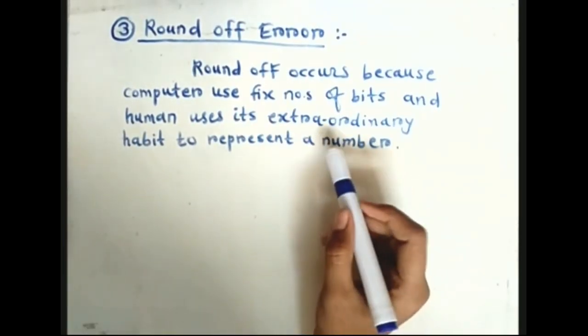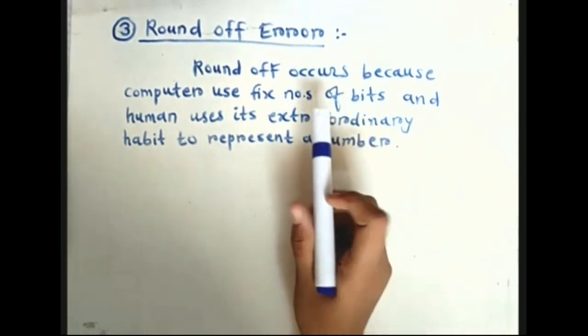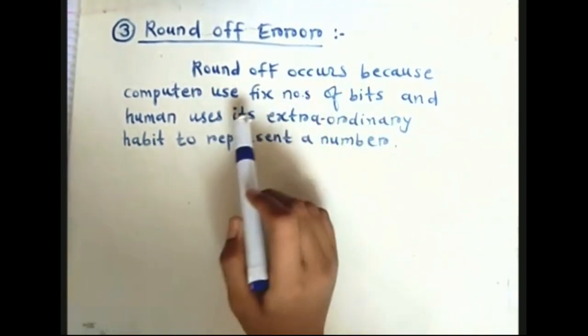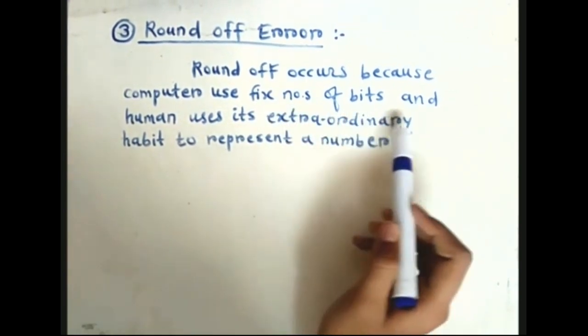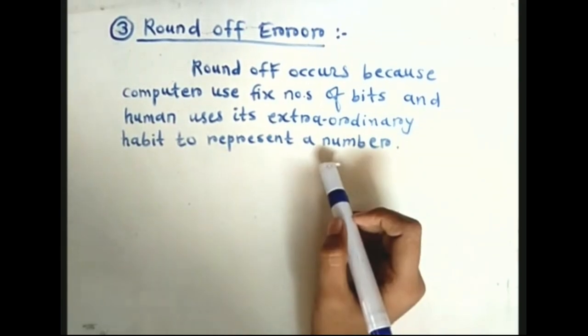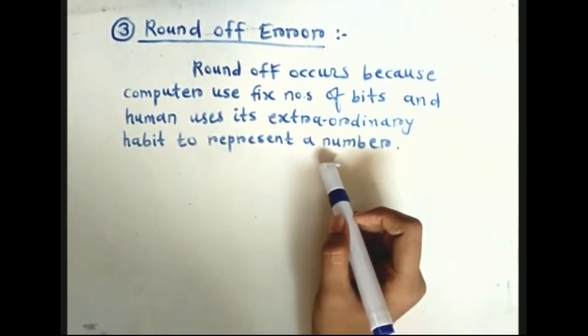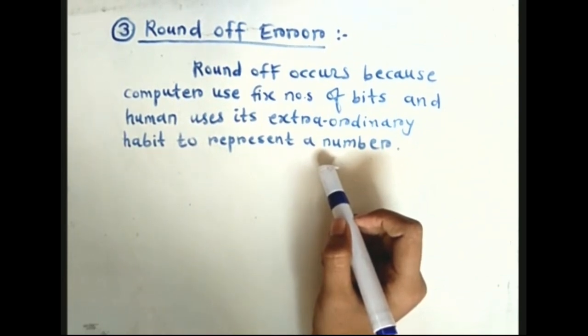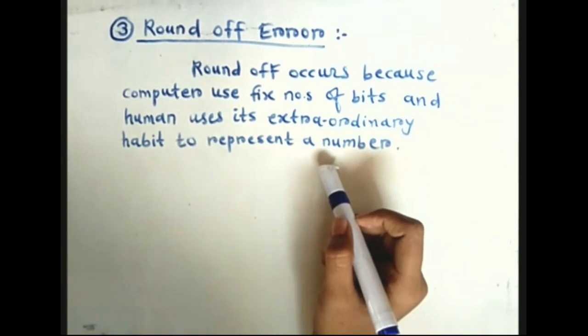Now, we will discuss round-off error. What is round-off? Round-off occurs because a computer uses a fixed number of bits and humans use their extraordinary habit to represent a number. Hence, continuously using such methods, the output changes by mistake. In numerical computations, round-off errors are introduced at every stage of computation. Hence, though an individual error at a given numerical step may be small, the cumulative or repetitive effect can be seen significantly.